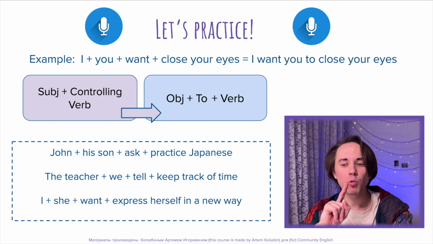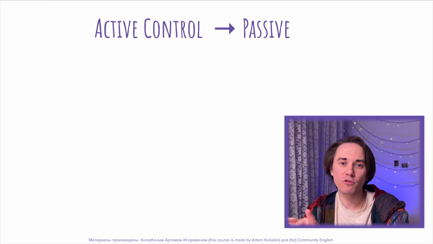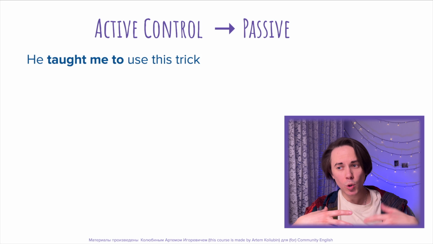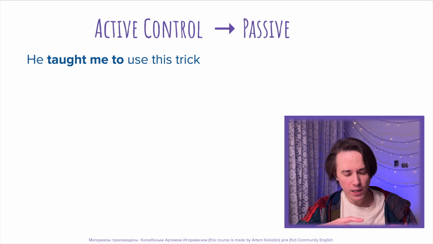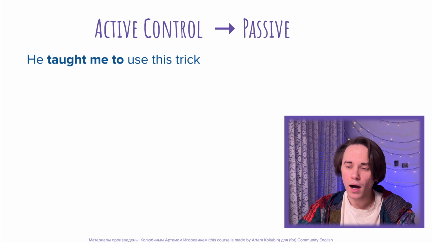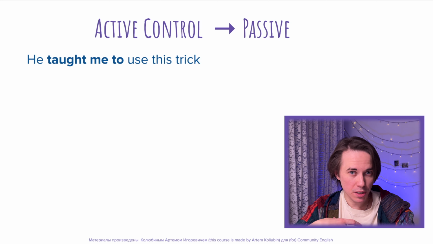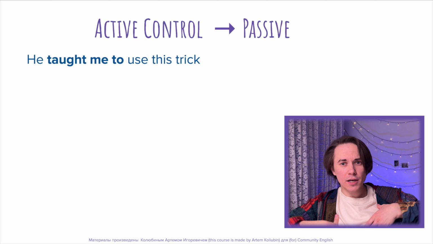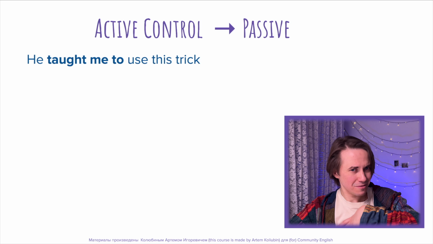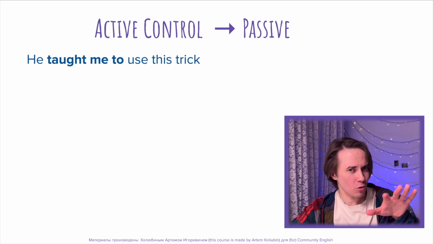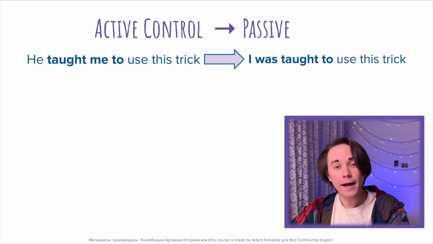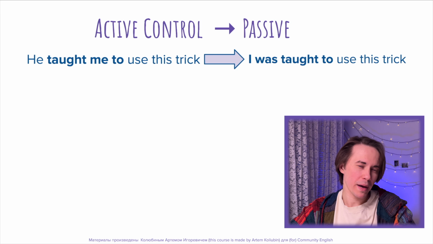Of course, I want to add on top of that that sometimes we can use the passive form of the verb for the same function. So, for example, I can say, he taught me to use this trick, right? Well, it's the active form. He taught me. He actively did. But what if I want to talk about myself? I don't know who taught me, and it's not important. It's important that I got this instruction. So then I can get the structure "I was taught." We know how passive works.